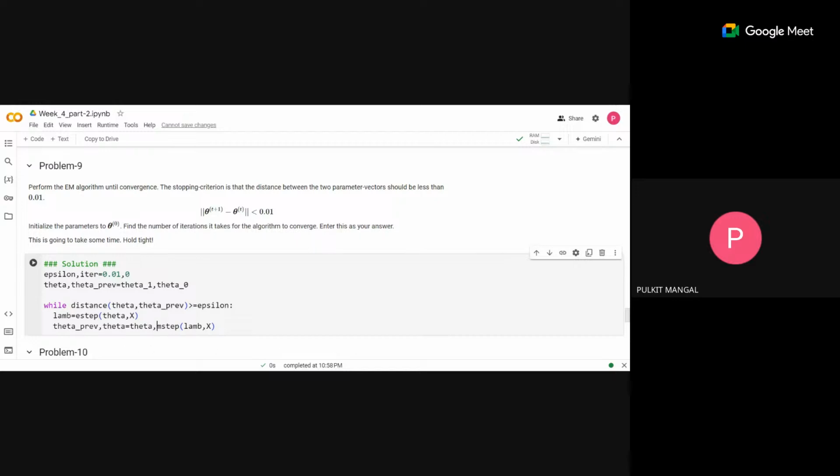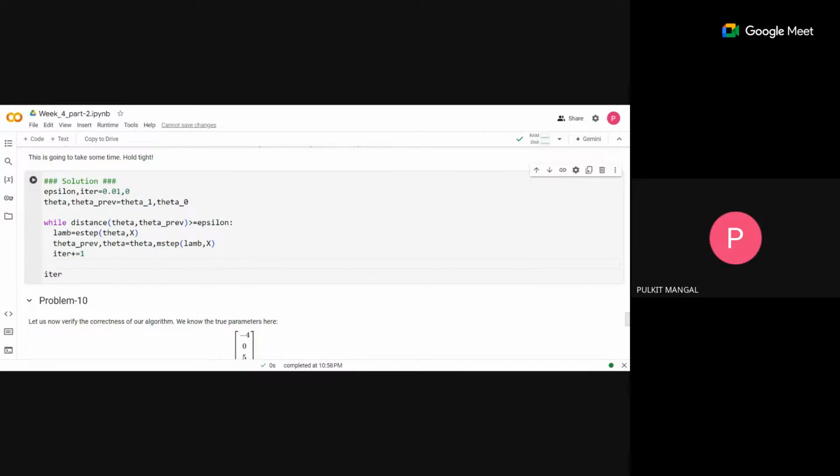Does this look good to you? The previous theta we are replacing with the theta that we currently used here, and the new theta will become the M step theta. And for each iteration, we will increase the iteration value, and that's all. We will print the iteration.